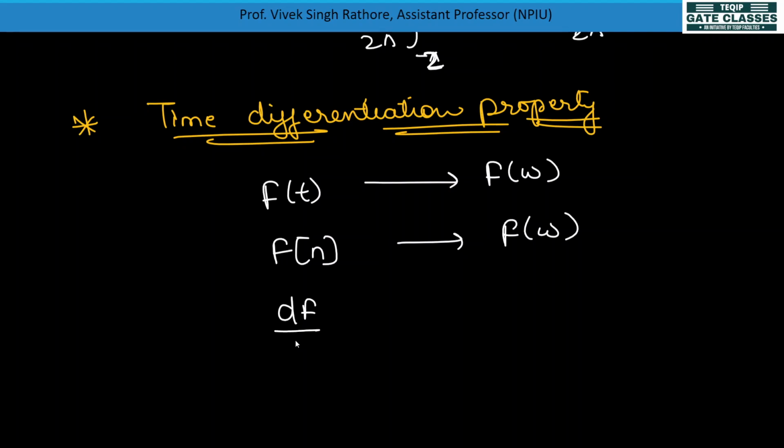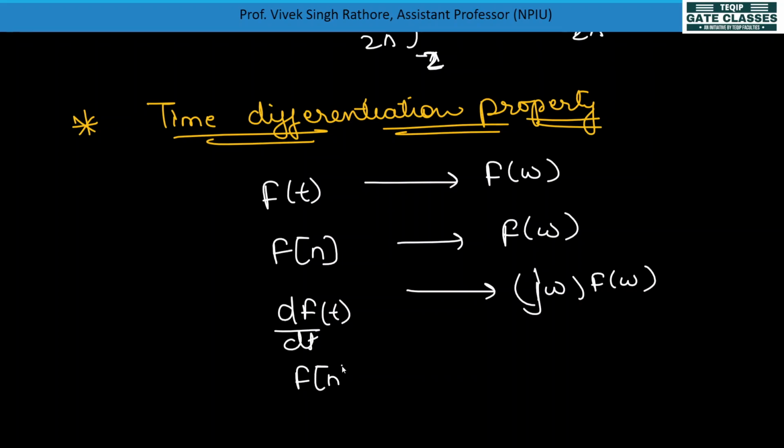Either we can do df by dt in the time domain like this. So what will you get? You will get j omega into F(omega), if you remember. And in the discrete time domain, if you do differentiation, what you will do is f(n) minus f(n minus 1); this is the equivalent of the discrete part.